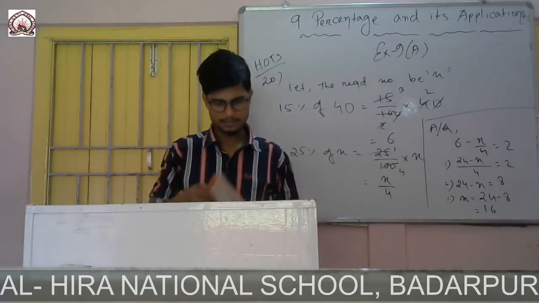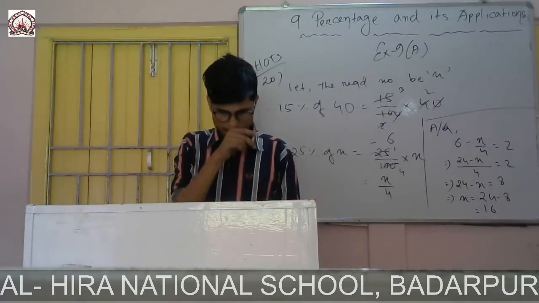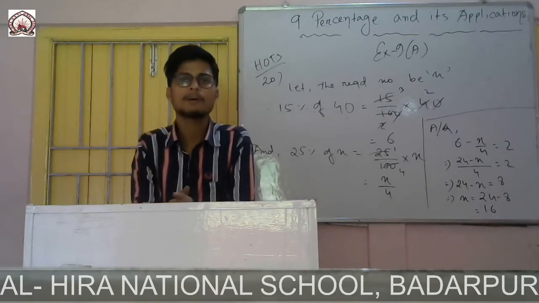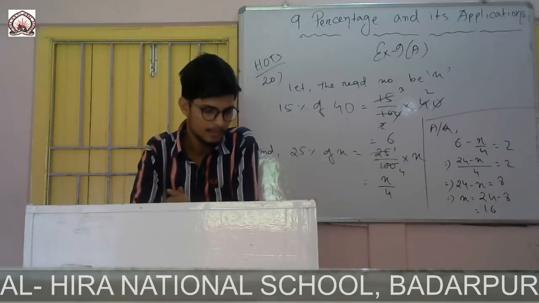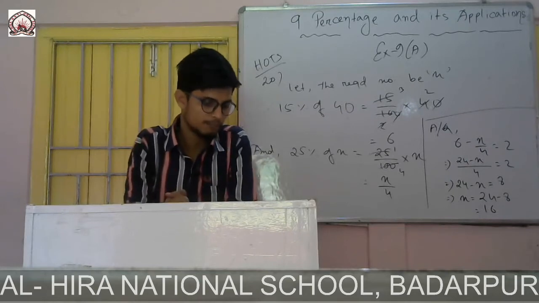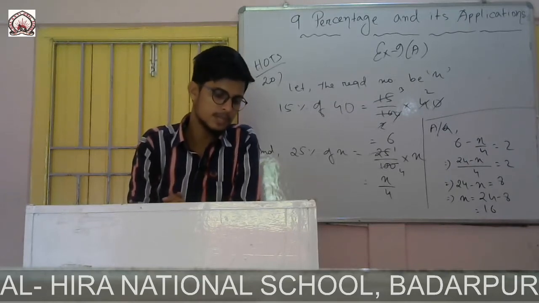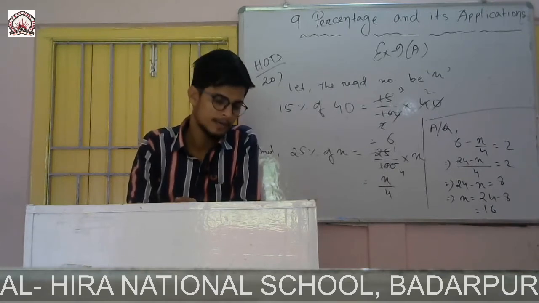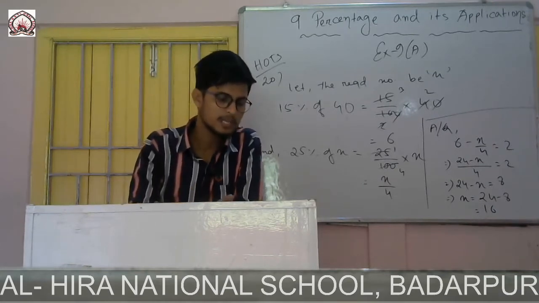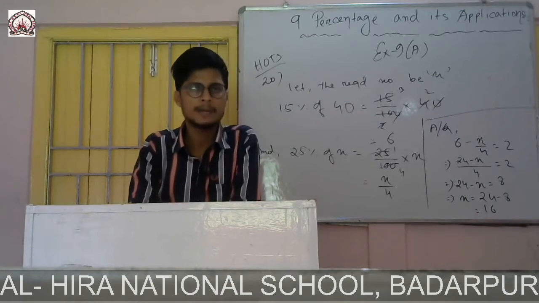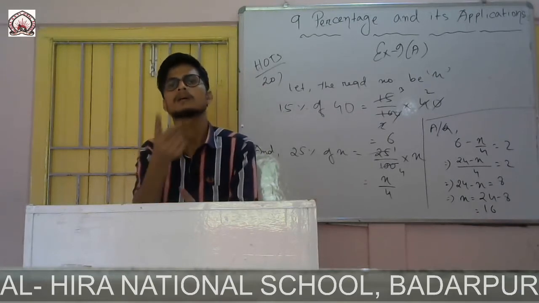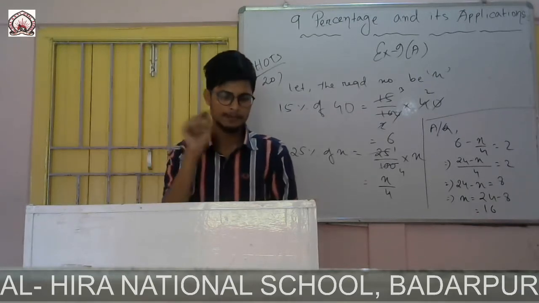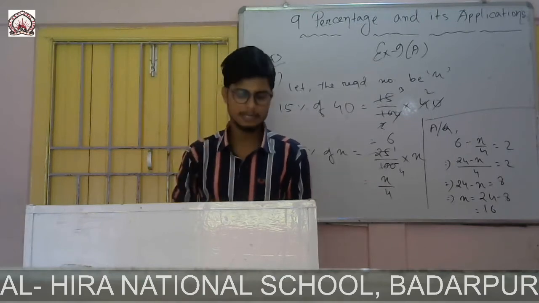Now exercise 9b. Question number 1, fill in the blanks. 23% plus 47% plus dash equals 100. So simple, I have to make the total percentage equal to the given 100. 47 plus 23, how much? It is 70, and 70 plus 30 will be 100. That means in this dash it will be 30%.